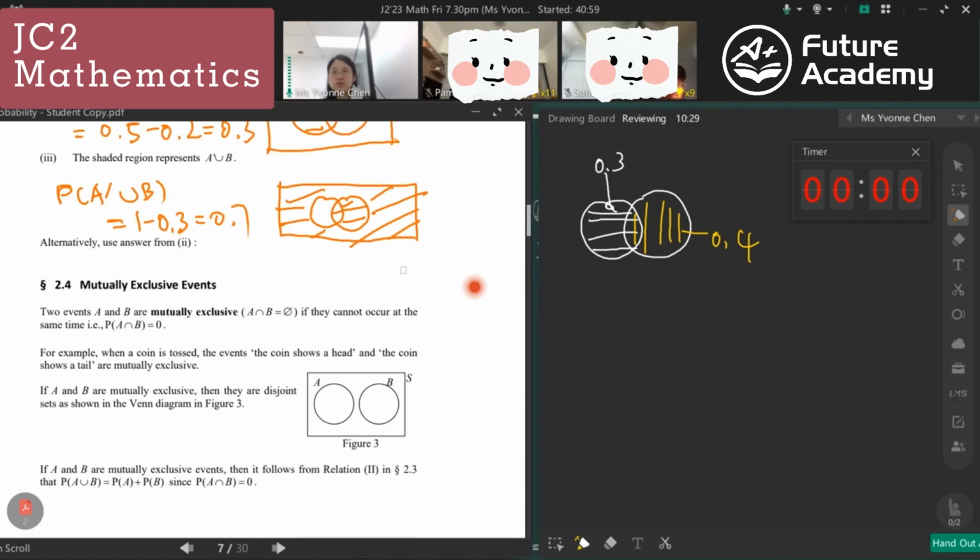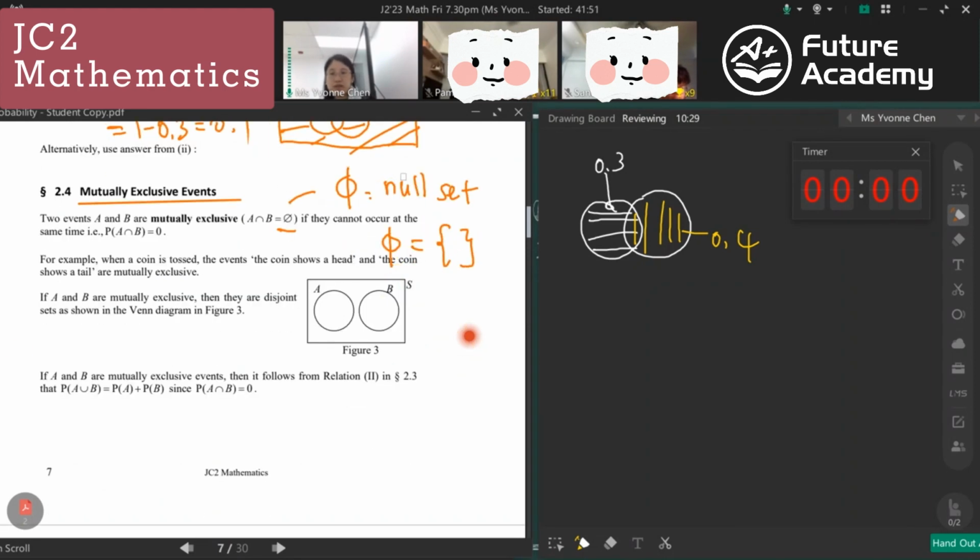Okay, now we look at the next part, which is mutually exclusive. Mutually exclusive means there's no common element. A intersect B is a null set. This symbol is a null set, which means no element. We can also use the set notation with no element inside to represent the null set. Okay, so far. So mutually exclusive means the intersection is 0.